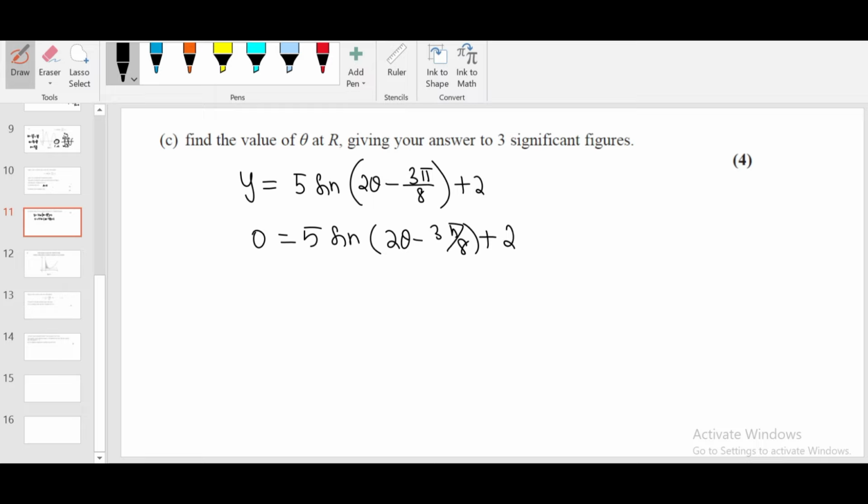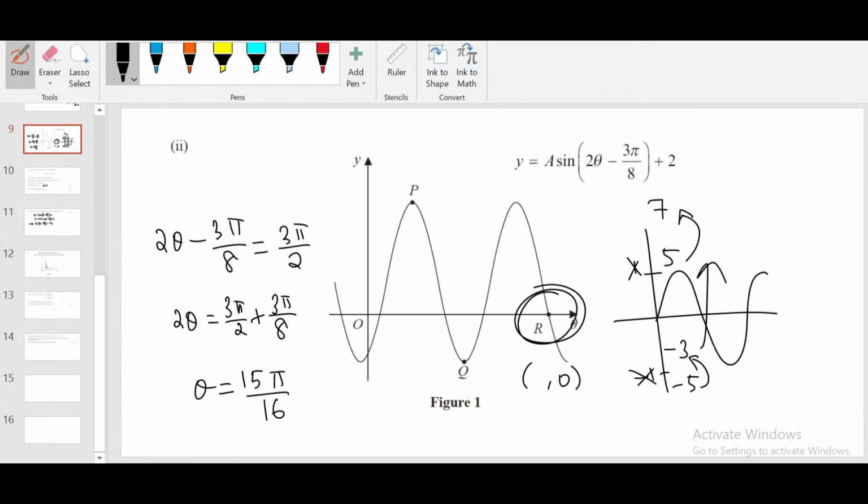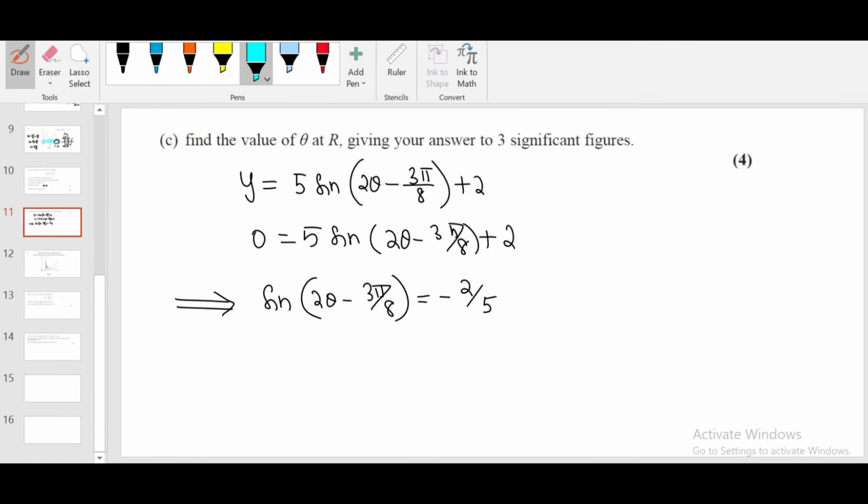Bring the 2 to this side as minus 2, divide by 5. You'll get sine 2 theta minus 3 pi over 8 is equal to minus 2 over 5. Basically, you need to solve this. You need to treat this as a harder trigonometric equation. Solve it and take the 4th solution. Why 4th solution? Look at the figure. This is 1, 2, 3, 4th solution. We need the 4th solution.